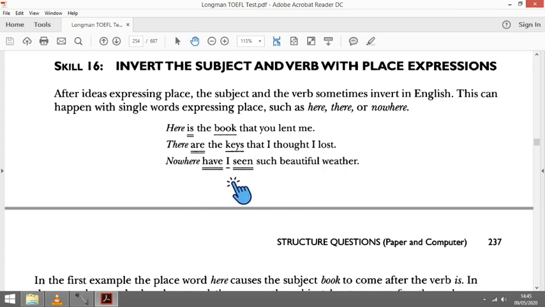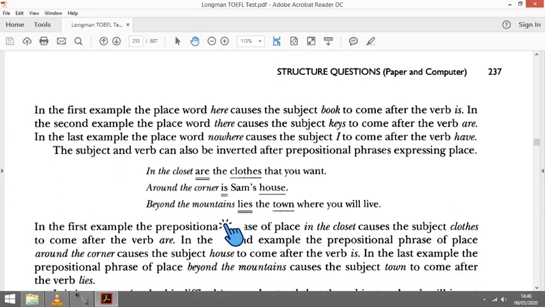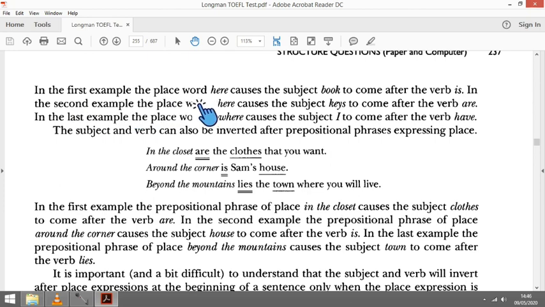Nowhere have I seen such beautiful weather. We put nowhere first, then have, and then the subject. In the first example, the place word here caused the subject book to come after the verb is. In the second example, the place word there caused the subject guests to come after are. In the last example, the place word nowhere caused the subject I to come after the verb have.